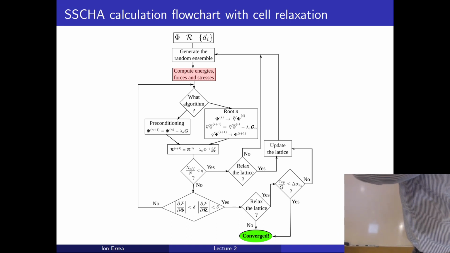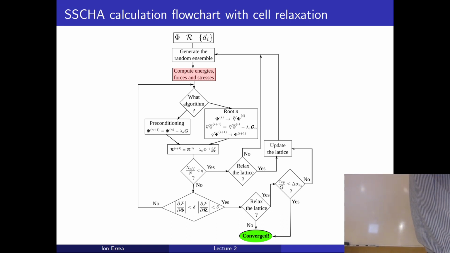And how can this exit from this loop? At a given moment, imagine we are out of the statistical regime, so then we ask ourselves, do you want to relax the lattice, let's say the lattice vectors? If no, you don't want to change the lattice, so you generate a new random ensemble that will come from the auxiliary force constant and centroid position that you have at that step, right? If you want to relax the lattice, you will update the lattice as well, according to that last algorithm that I told you, and you will generate new random configurations, and you will go along.